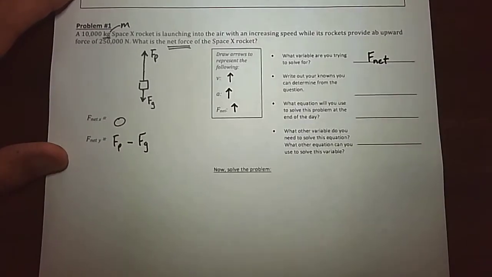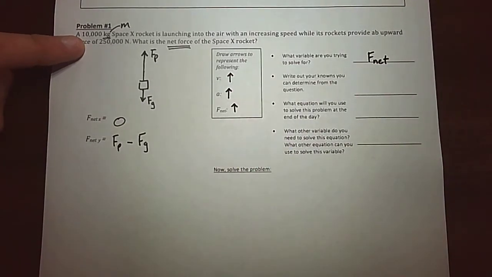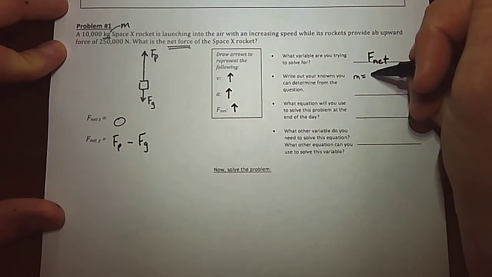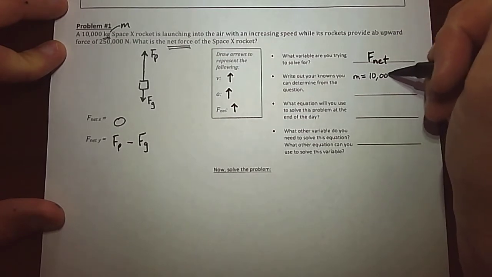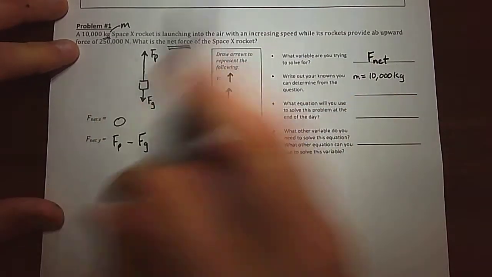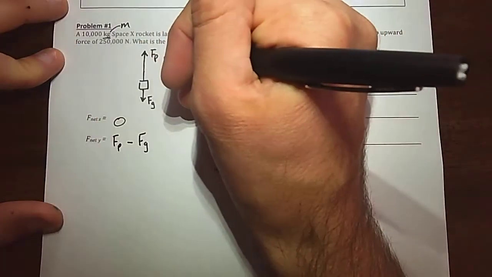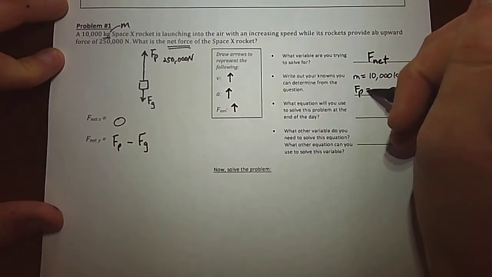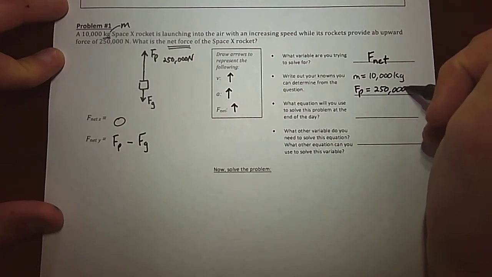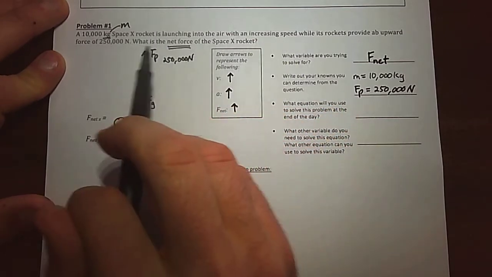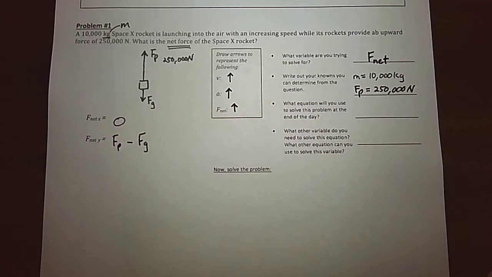Sometimes they're explicitly stated. Other times we have to use physics concepts to read more into the problem. So in this case, a 10,000 kilogram rocket, so that's going to be my mass. So m equals 10,000 kilograms. And then with an increasing speed while its rockets provide an upward force, so that's going to be my push force, so 250,000 newtons I'll draw right here, but I'll also put it here as well, force push, 250,000 newtons. And there's nothing here about my initial velocity because it's already moving up. It looks like that's all my knowns right now.